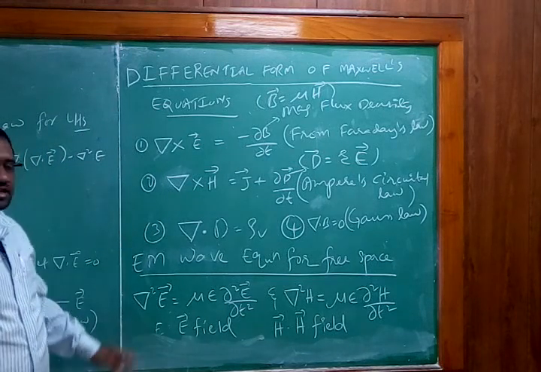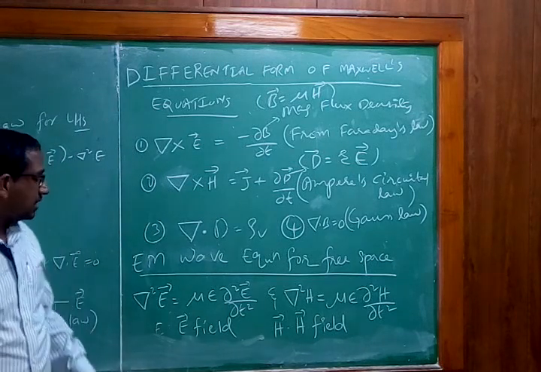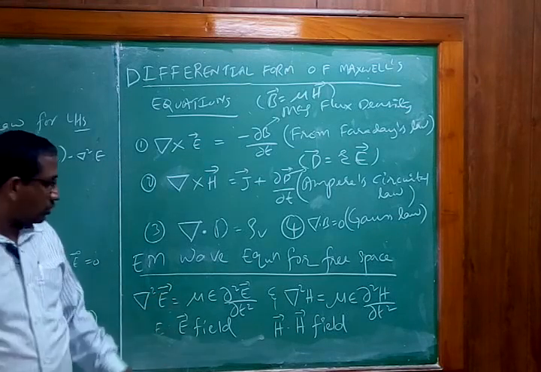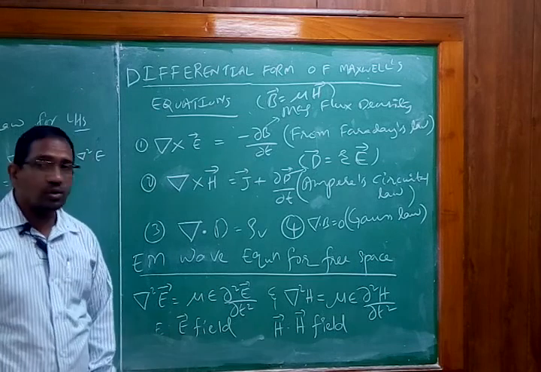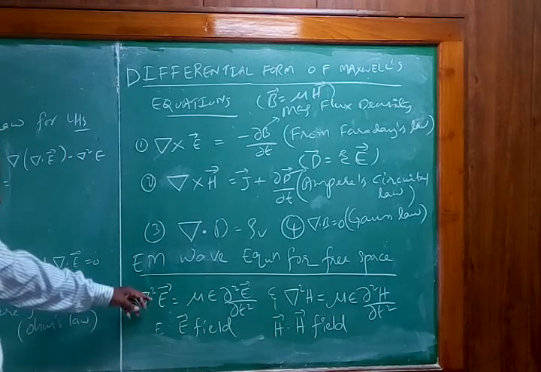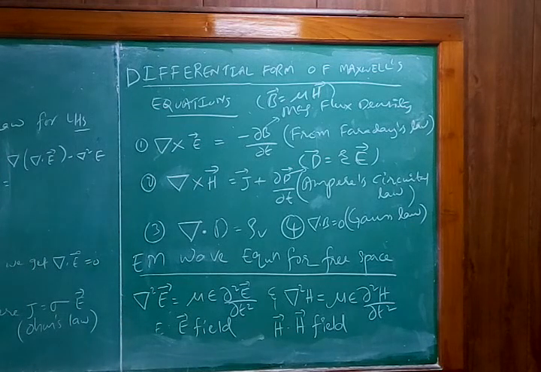In the last class, what we did is del square E is equal to mu epsilon dou square E by dou t square. In these equations, E is known as the electric field and H is known as the magnetic field. Now we are going to use these two equations.